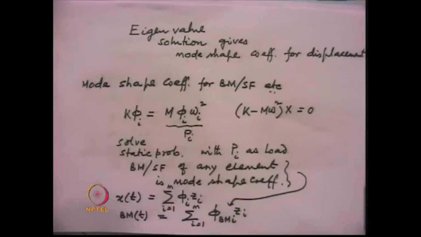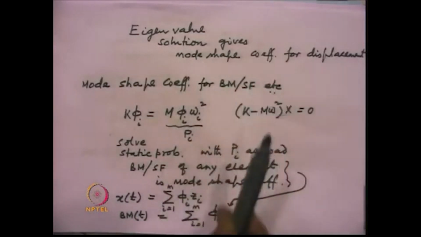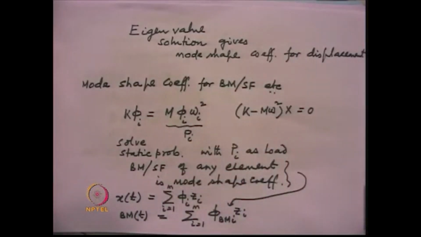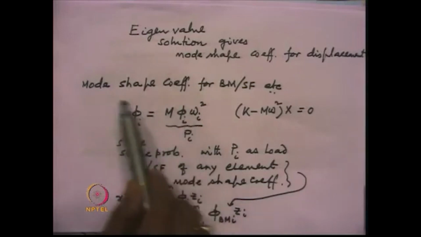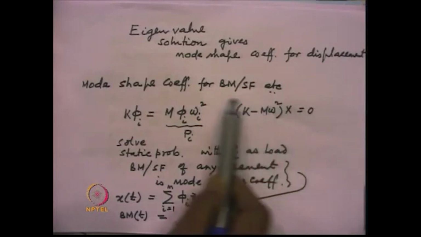The eigenvalue solution that we have performed provides us the mode shape coefficient for displacement. So, therefore, the phi that we use in our modal analysis corresponds to the mode shape coefficient for displacement. Now, if we want to find out the mode shape coefficient for bending moment or shear force or for any other response quantity of interest, then we can obtain it in this particular fashion.